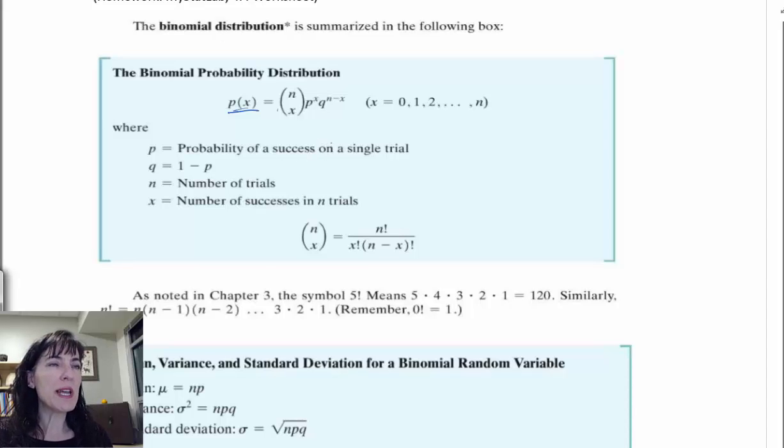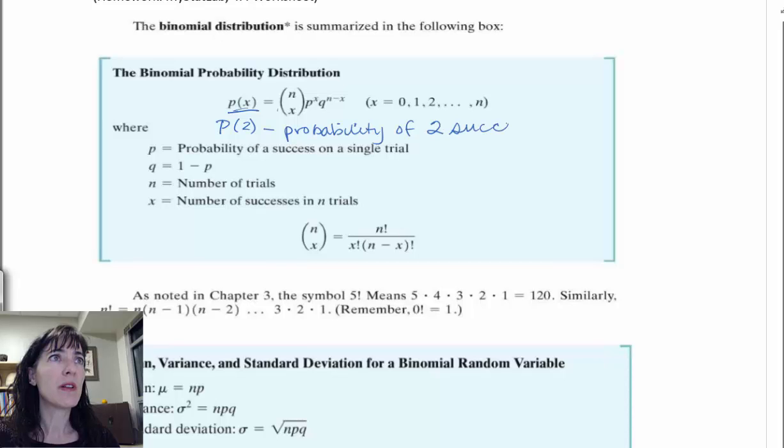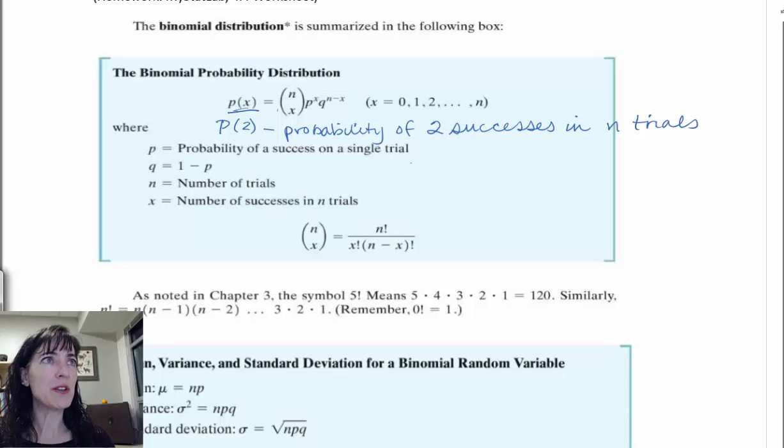So what we're saying then is if we look at P of 2, we're saying we want to know the probability of 2 successes in n trials. So that would be an interpretation of that. And it is also exactly 2 successes. It's not less than 2, up to 2 successes, or more than 2 successes.